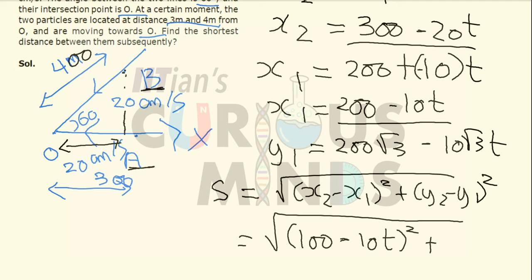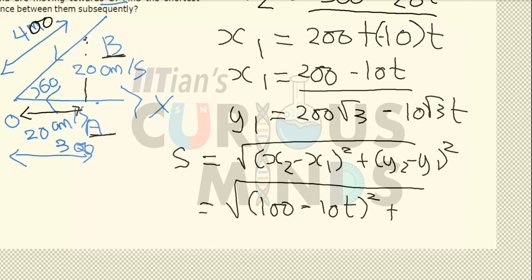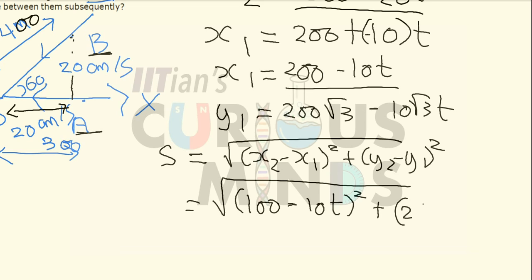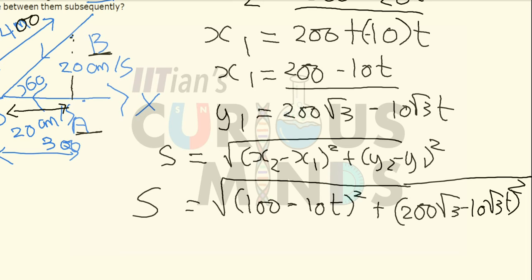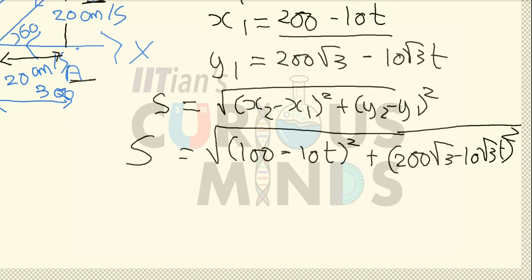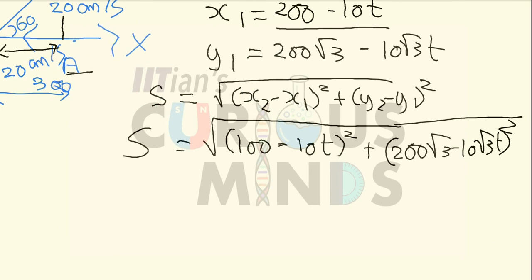Y2 is anyway equal to 0. The A particle does not have any velocity, nor any displacement in the y direction, so it will be just equal to y1 squared. So basically it will be equal to (200 root 3 minus 10 root 3 t) the whole squared. This is the displacement. Now, in order for the displacement to be minimum, ds by dt should be equal to 0, that is, the relative displacement should be equal to 0.